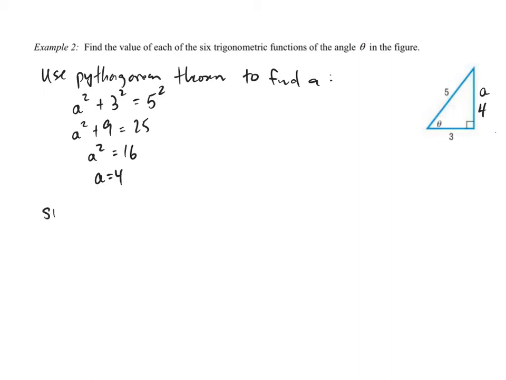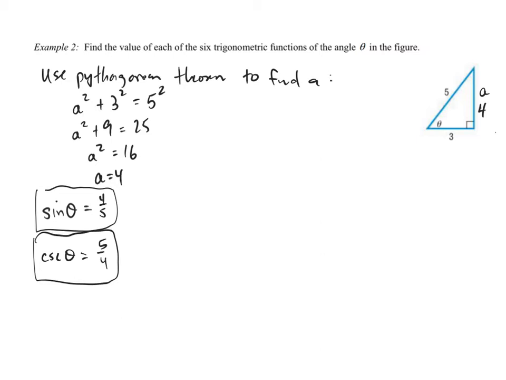Okay, I'm now ready to write down my answers. So sine theta is going to equal the opposite side. Well, if this is angle theta, then the opposite side is 4, divided by the hypotenuse, which is 5. So sine theta is going to be 4 divided by 5. That tells me that cosecant theta is equal to the reciprocal of sine theta, which in this case would be 5 divided by 4. So once I find sine theta, it's pretty easy to find cosecant theta because all I have to do is take the reciprocal.